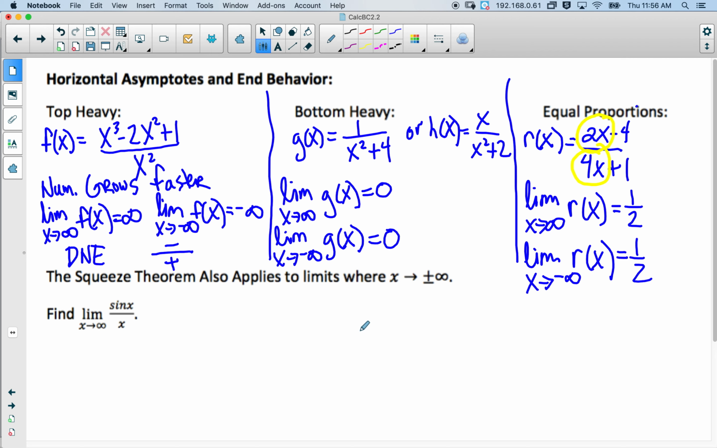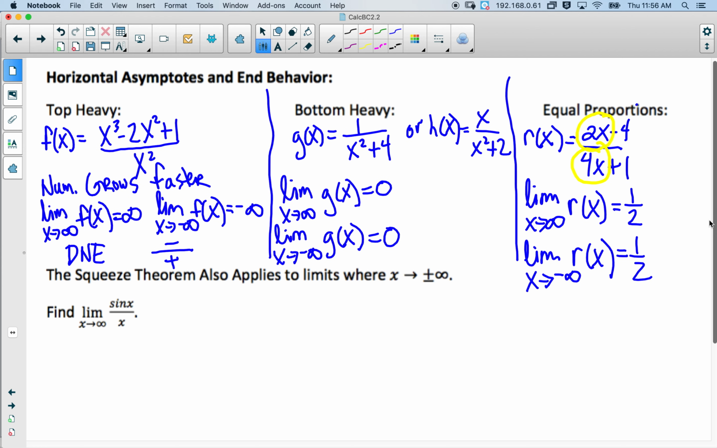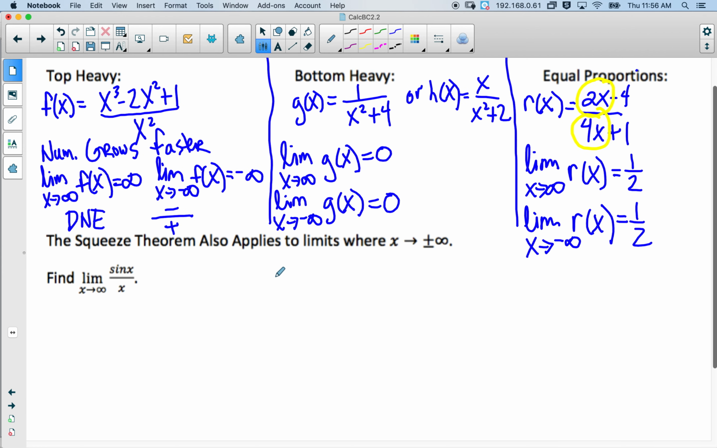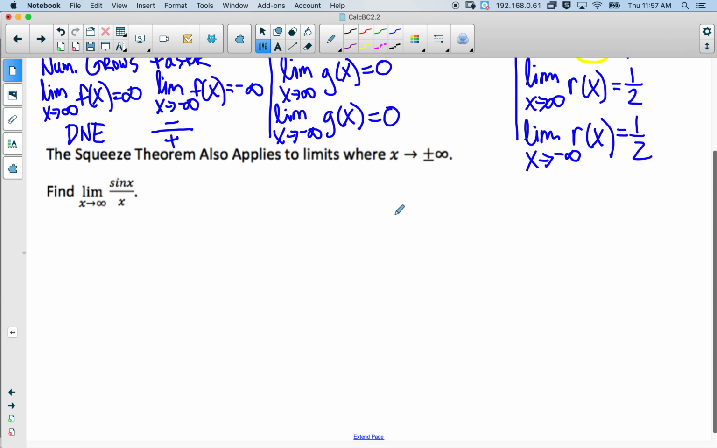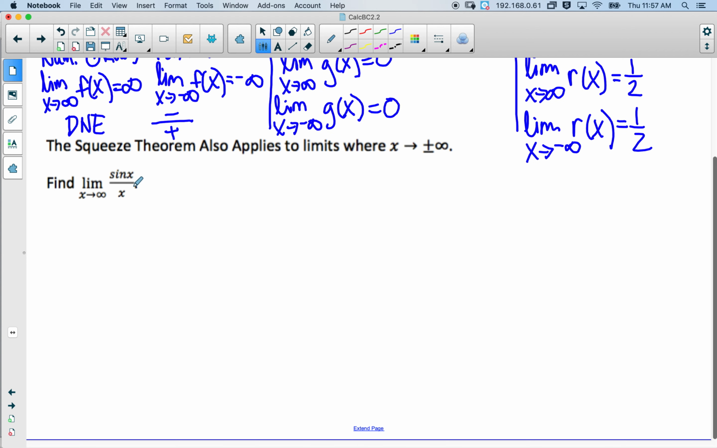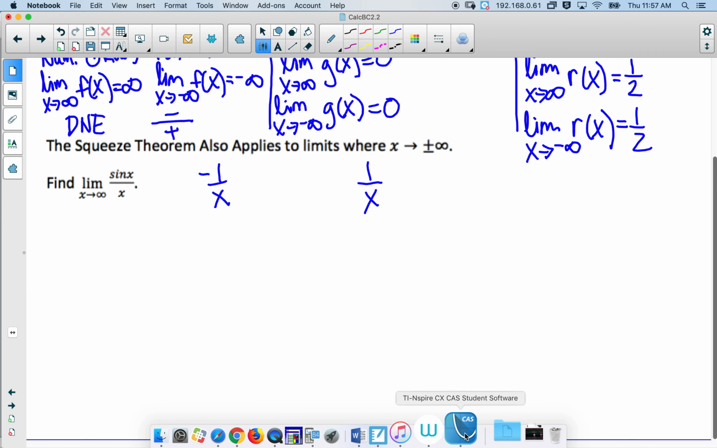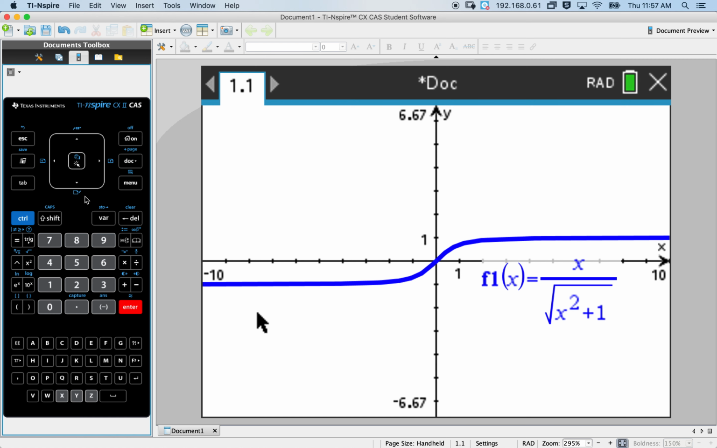Okay? All right. Next, let's take a look at the squeeze theorem. The squeeze theorem is also going to apply at infinity. So the first thing we're going to do is decide on a function to compare this to. And so what I'm going to use is -1/x and 1/x, and I'm going to see if maybe those two squeeze this function in between them. So let's go to our calculator, and we're going to put all three functions in.